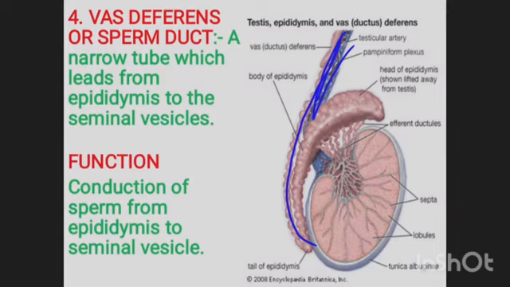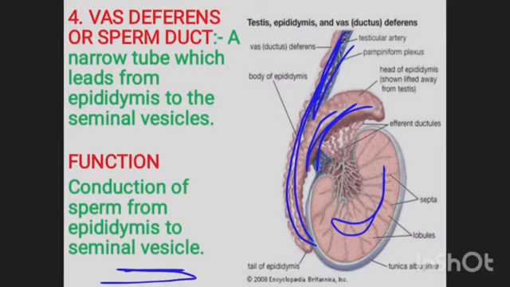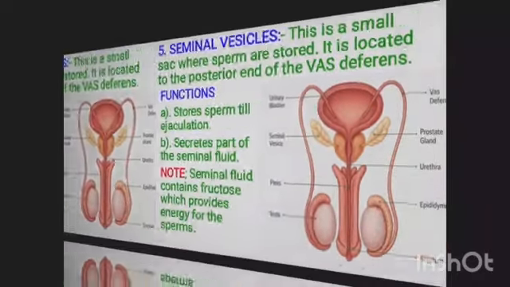It's a conduction of sperm from the epididymis to the what? Seminal vessel. So remember that once the sperm is produced in the testis, it is stored in the epididymis, and this vas deferens or sperm duct is like a pipe. It carries the sperm to a place called the seminal vessel. So this is how it functions. The sperm is produced in the testis, stored temporarily in the epididymis until they are matured. Once they are matured, it's sent through this pipe to be stored in the seminal vessel. You conduct it there to the seminal vessel.